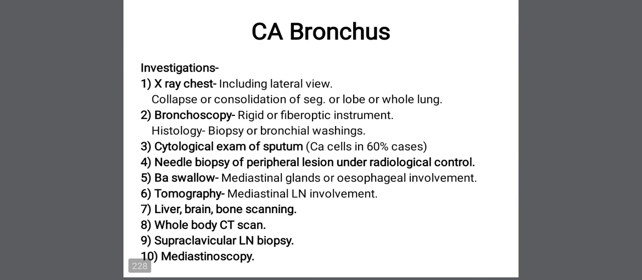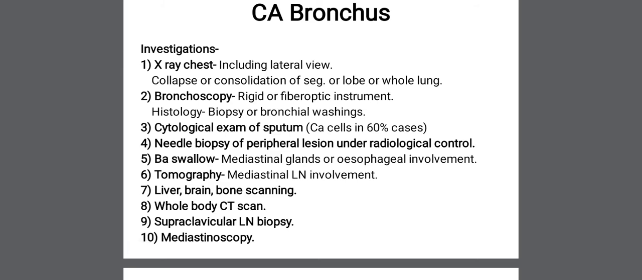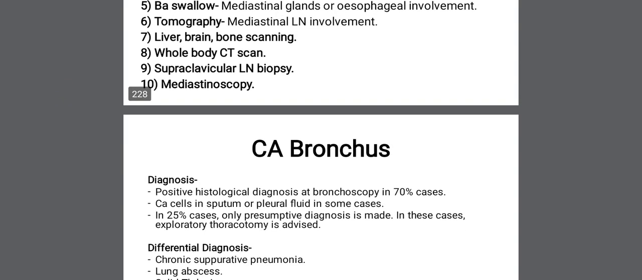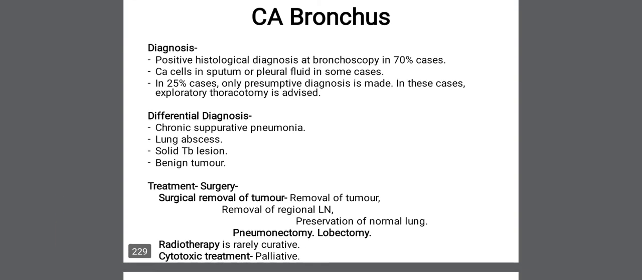Then the investigations that have to be done are X-ray chest, bronchoscopy, cytological examination of sputum, needle biopsy of peripheral lesion under radiological control, barium swallow, tomography, whole body CT scan, then liver, brain and bone scanning you have to do, then supraclavicular lymph node biopsy and mediastinoscopy have to be done.